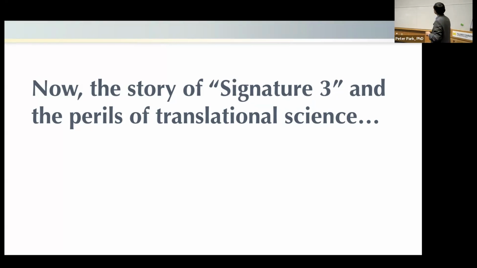Now, I do want to tell you a more practical story, as I promised, okay? The story of signature 3, okay? And then the perils of translational science.